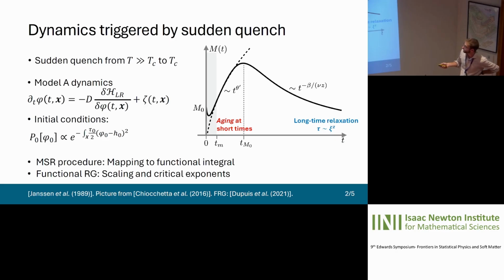We use a model A dynamics, so a non-conserved order parameter, and we have to impose some special initial conditions for this kind of thing. From the technical point of view, we map this to a field theory using the MSR procedure, and then we use a functional renormalization group, which is some non-perturbative technique.